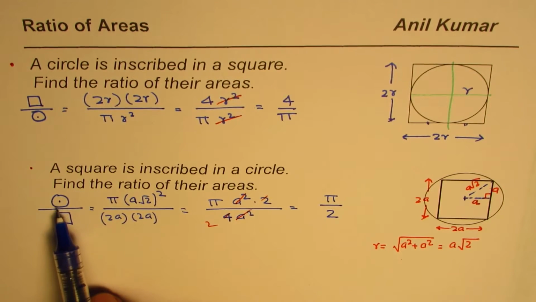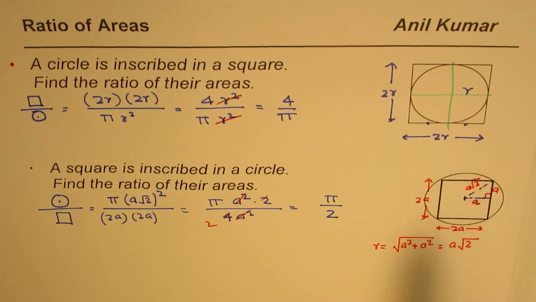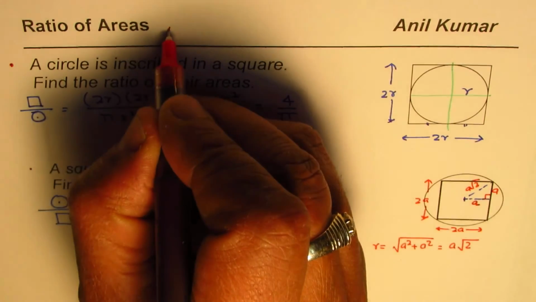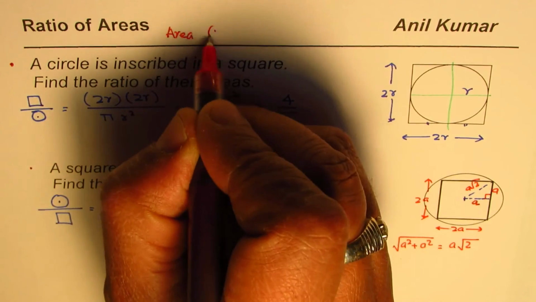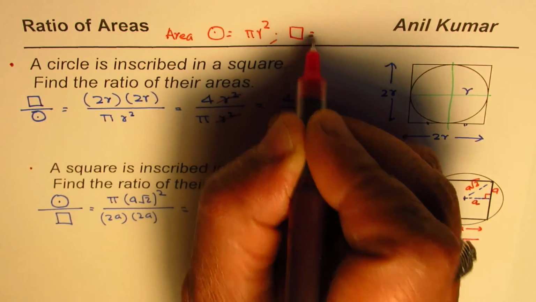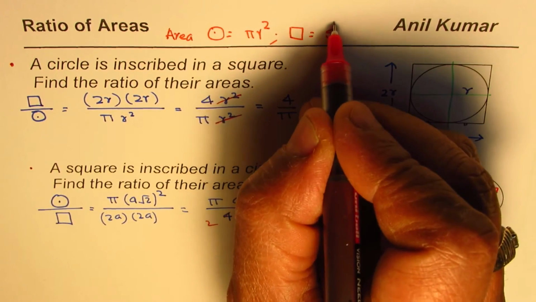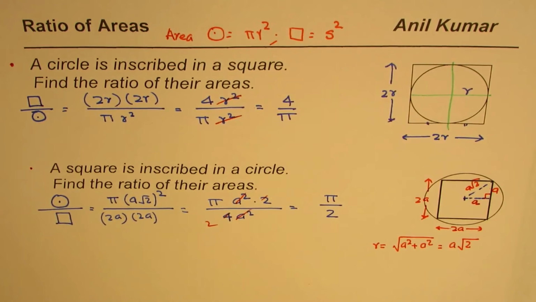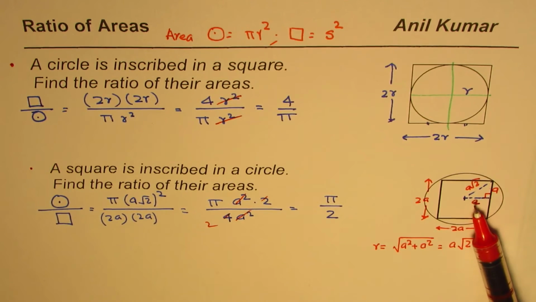What we did was we wrote the circle on the top since that had more area. So that is how you could solve such questions. The formula used here is the area of a circle is pi r square, and of a square, if the side length is s, then s square. We can compare as shown here. The tricky part here is to really relate the side of the square with the radius. Once you understand that, it should be easy.